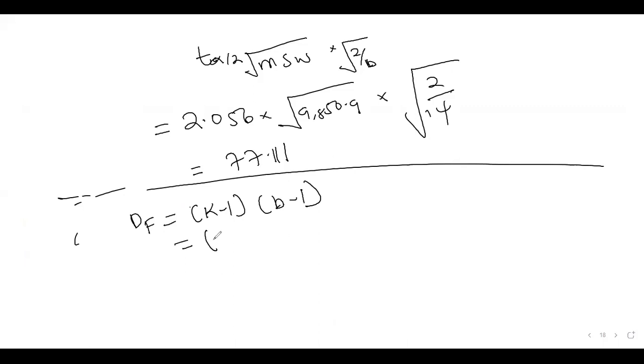The number of groups was 4 minus 1, then the blocks is 5 minus 1. So here we have 3 times 4, which is 12. All right, so we are going to read our T table.